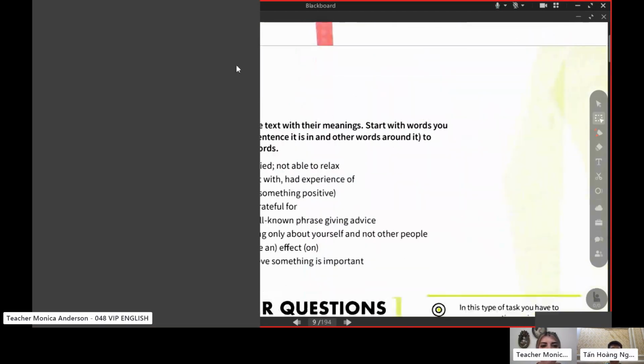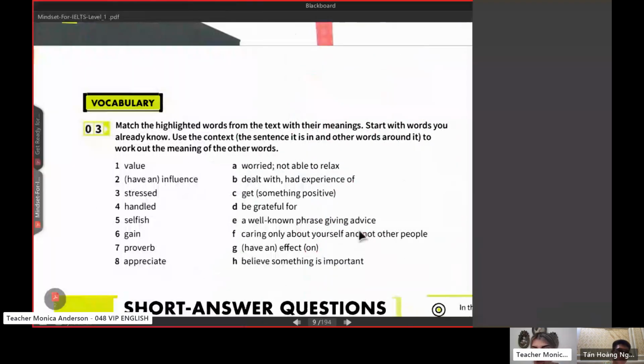We have some words from the text and we need to match them to the definitions. Try to guess. For example, number one, value. Can we change to the next word? Of course. Number two, influence.